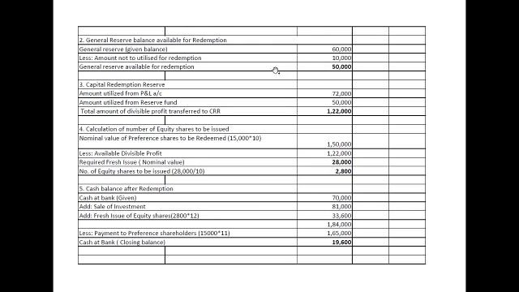So here, from the existing profit or from the reserve available, the amount available for the redemption will be transferred to a new reserve account, that is the capital redemption reserve account. So now how much profit is available?